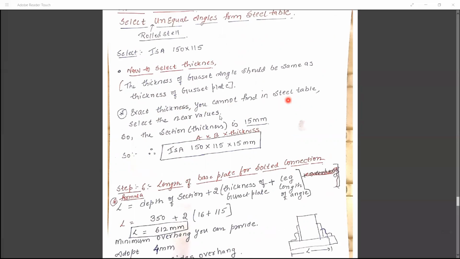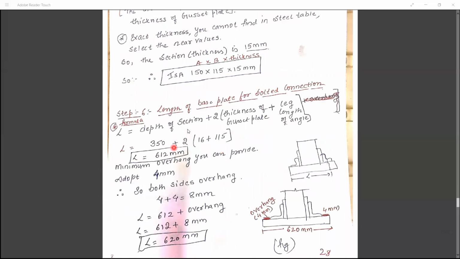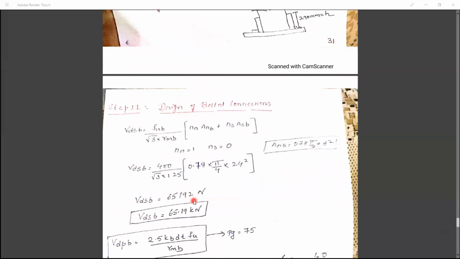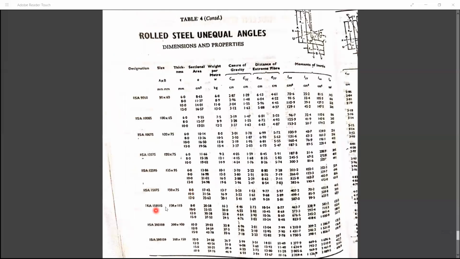See, the exact thickness you cannot find in the steel table. So 16 mm only, you cannot find. Plus or minus 1 can be taken. So 150 into 115 into 15 mm. Now see, how is it 15? See, 16 mm, I'm not having 16 mm thickness. The maximum for this thickness is 15 mm. So that is why I'm taking it as 15 mm.